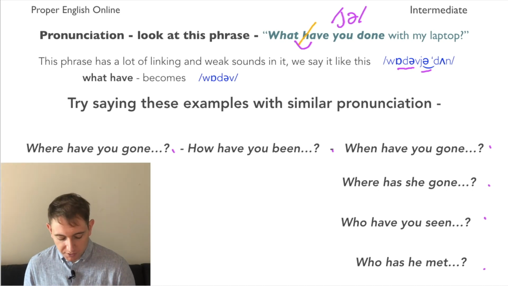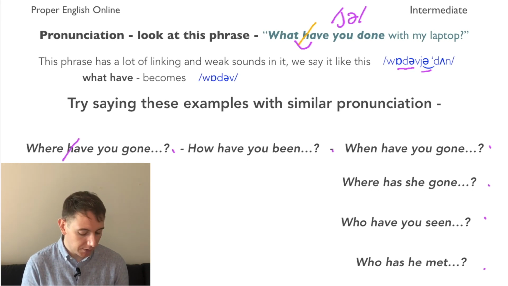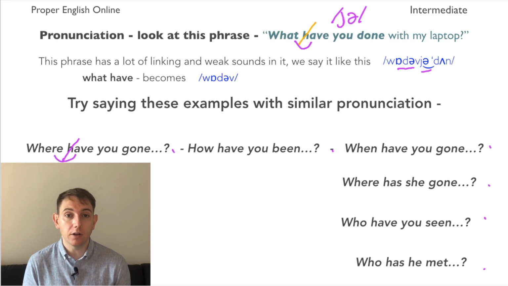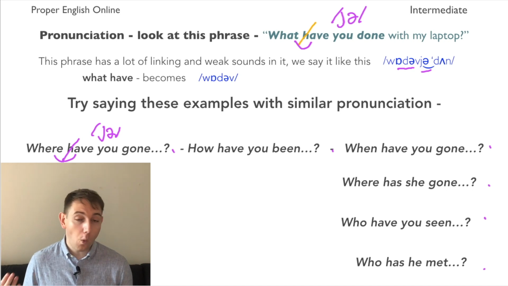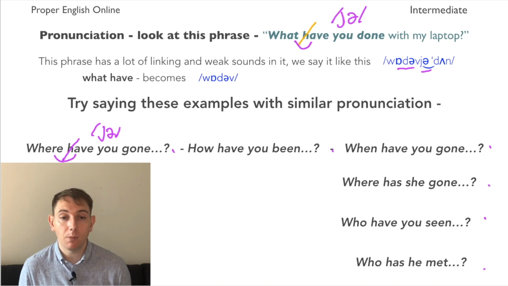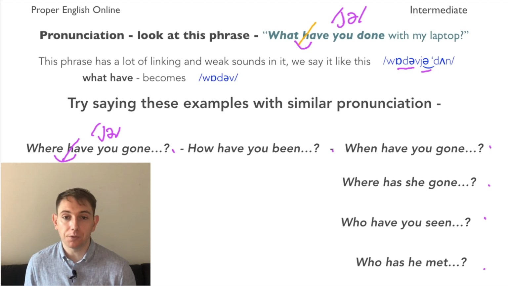Okay, right, so the first one. Where have you gone? So what we're doing, get rid of that H sound. The R joins the A and we get whereof. The U becomes ya. Gone stays the same and we get where have you gone? One more time. Where have you gone?